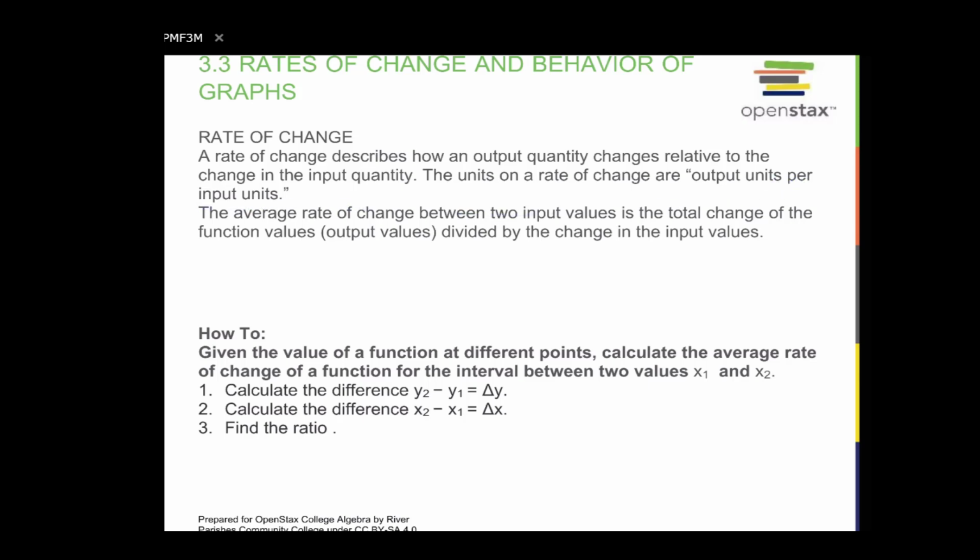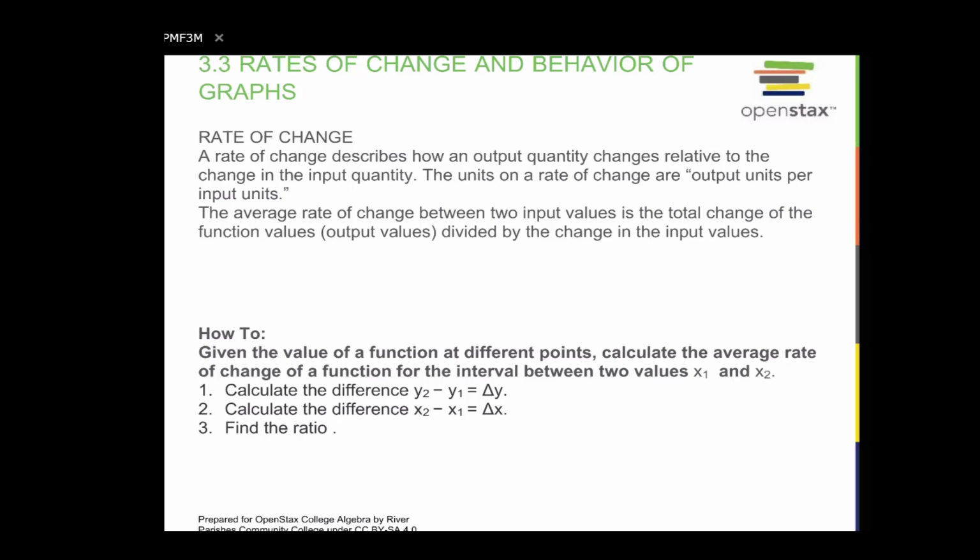So basically, what's going to happen is we're going to take a function, and over an interval, between these 2 points, you're going to find the slope of a line that would pass through these 2 points. So the average rate of change between two input values is the total change of the function values divided by the change in the input values. If you took 2 points on your function, no matter what shape it is, and you drew a line through them, found the slope of that line, that is the rate of change.